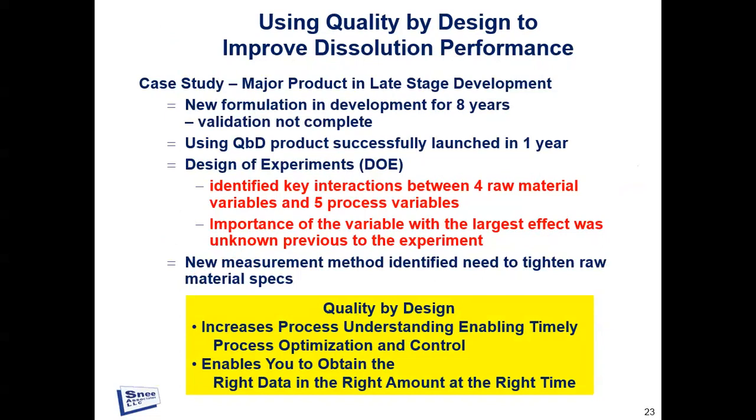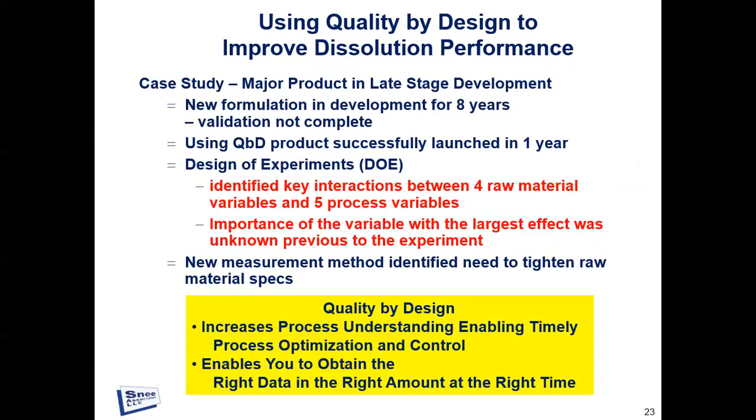Well, they took a QbD approach to this. Some of my colleagues did this work. And one of the tools they used was design of experiments. They looked at 9 variables, 5 process variables and 4 raw material variables. And they learned 2 very important things. First, they learned that there were interactions between the raw material variables and the process variables. This often happens, and I've seen it happen in many different processes.